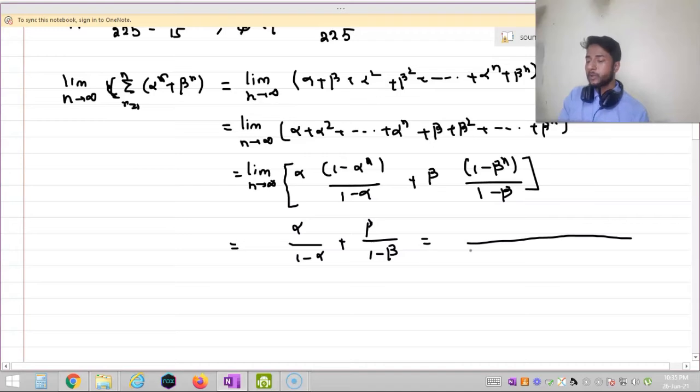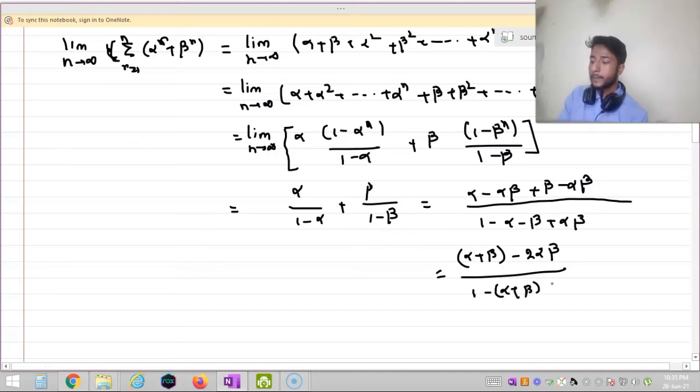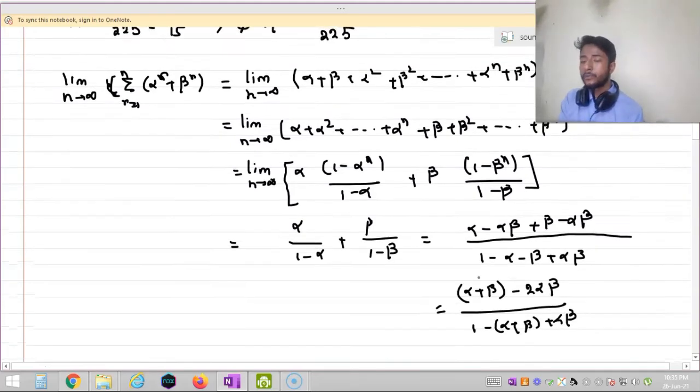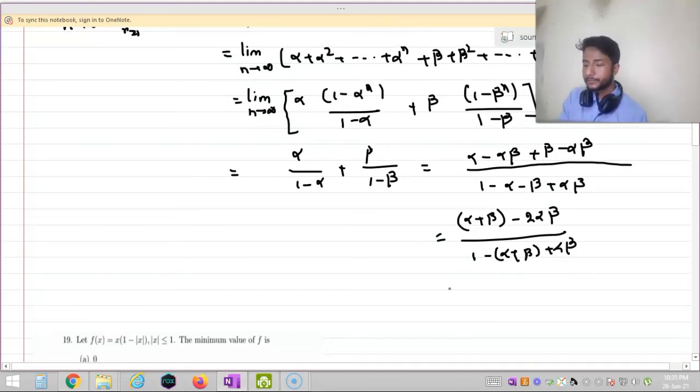Okay, so I am multiplying 1 minus alpha with 1 minus beta, so I will get 1 minus alpha minus beta plus alpha beta in the denominator. In numerator I will get alpha minus alpha beta plus beta minus alpha beta, right? So I can write it as alpha plus beta minus 2 times alpha beta, and in denominator I can write 1 minus (alpha plus beta) plus alpha beta. Now I am going to put the values of alpha plus beta and alpha beta. Value of alpha plus beta is 1 by 15 and alpha beta is minus 2 by 225. Okay, I am putting the values.